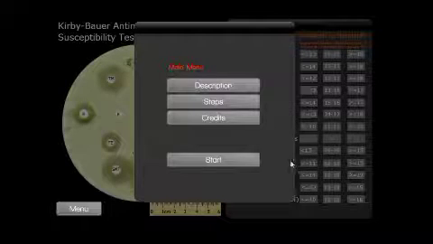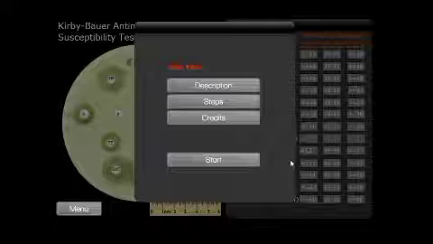So for experiment 5, which is antibiotic resistance. The objective of this experiment is to determine the susceptibility or resistance of bacteria to antibiotics, and lastly, to measure the inhibition zone and the level of susceptibility of bacteria to antibiotics. So I will start.